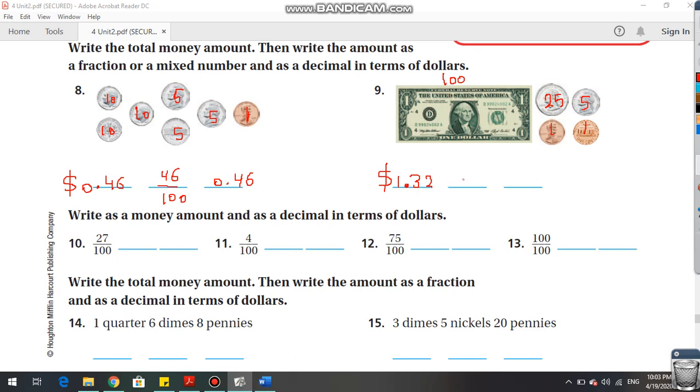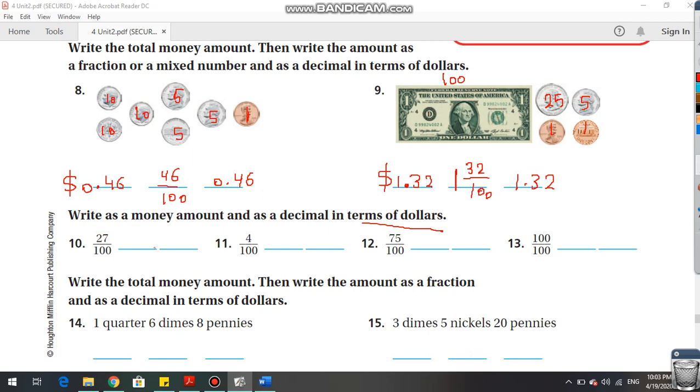Now, how am I gonna write it as a fraction? Okay, I have 32 hundredths. And I have $1. $1 means a unit or the whole number that I have. Now I want to write it in decimal form. It's easy, 1.32.